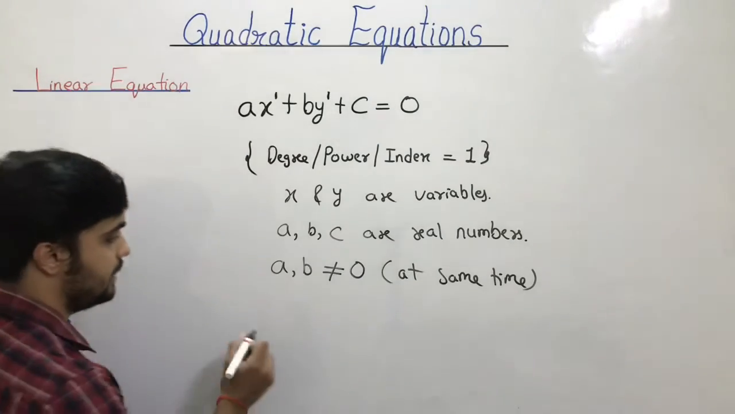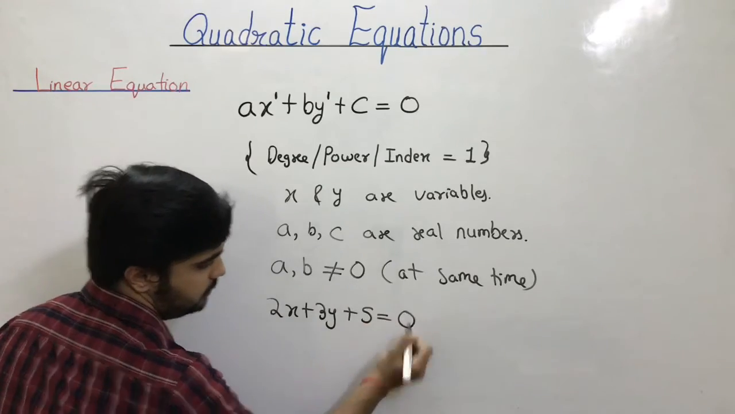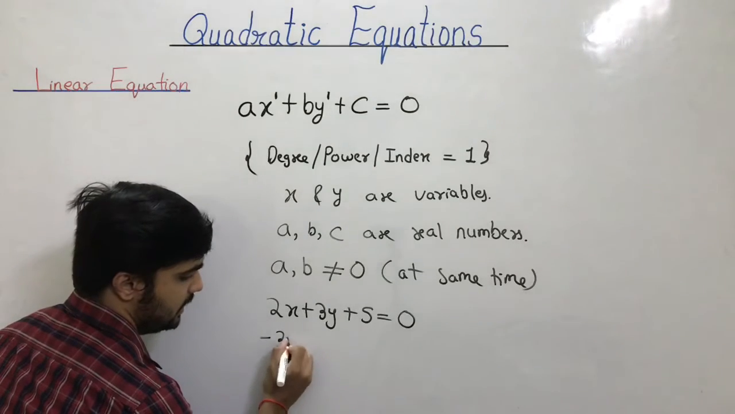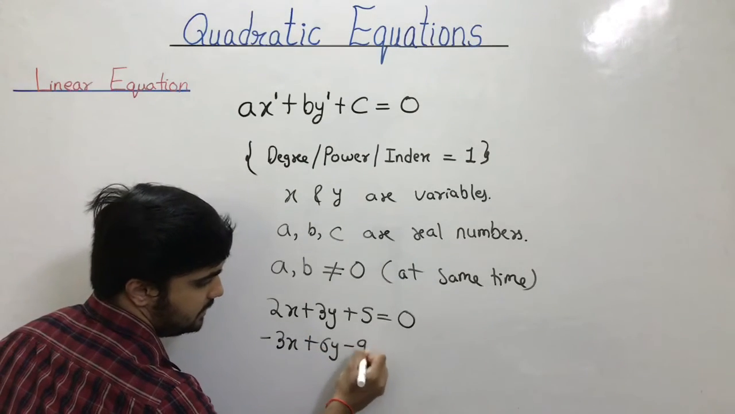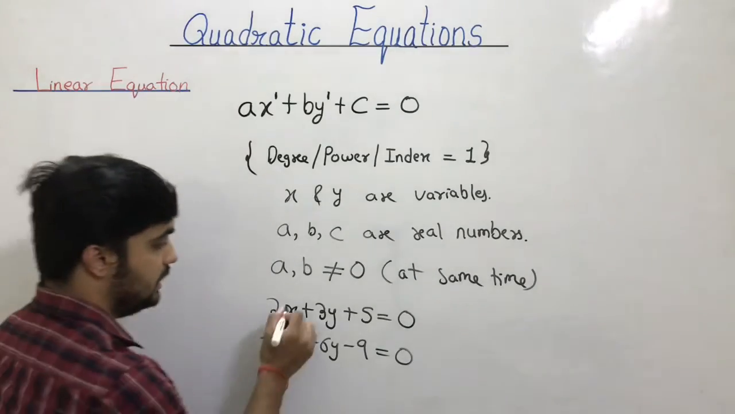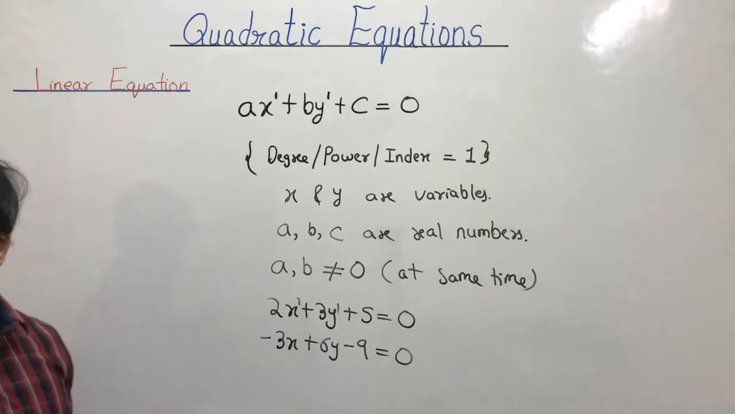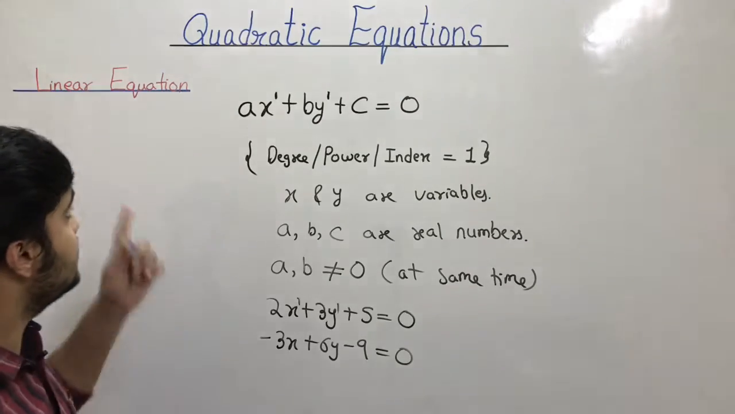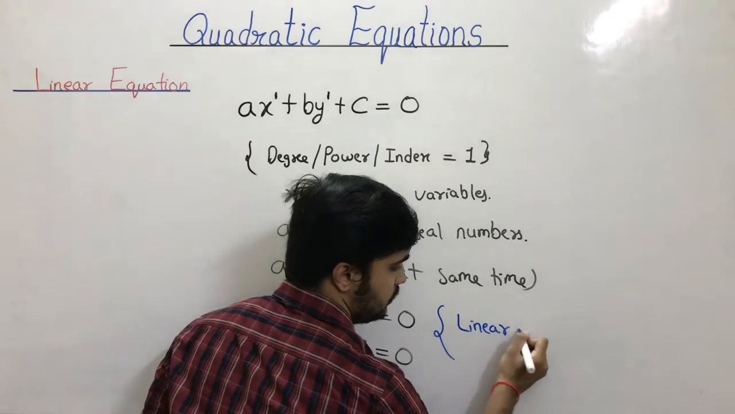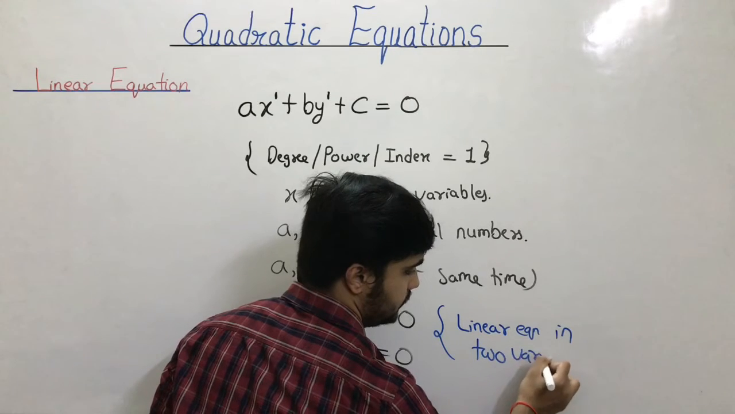We can take any example, that is 2x plus 3y plus 5 is equal to 0. So this is one form of linear equation. Or minus 3x plus 6y minus 9 is equal to 0. This is also a linear equation. The condition is the degree must be 1 and there are 2 variables. So here we have 2 variables, that is x and y. So we can say that this is a linear equation in 2 variables.